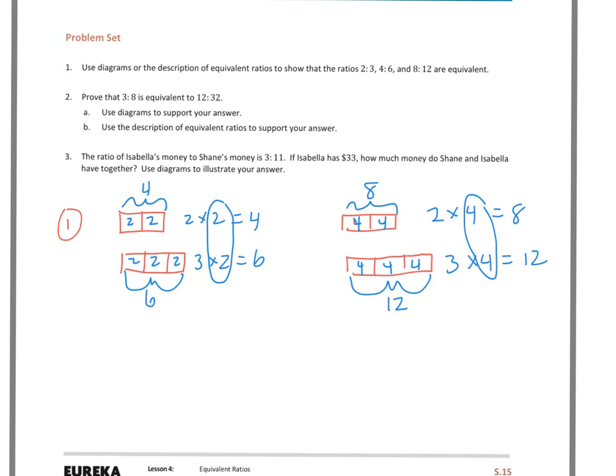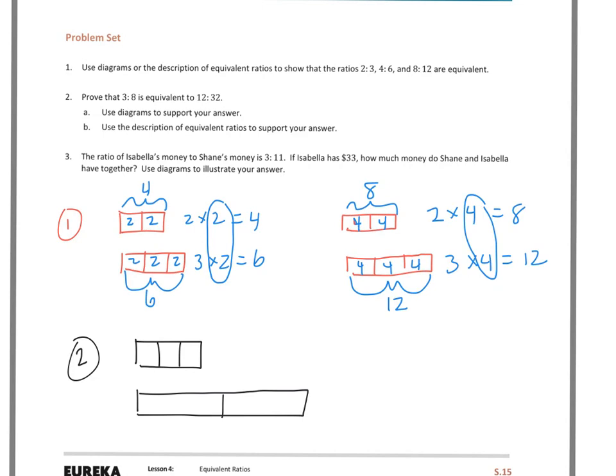Let's take a look at 2. Prove that 3 to 8 is equivalent to 12 to 32. And I'm going to do pretty much the same thing I just did. So I'll get it started. There's my 3. And here's my 8.